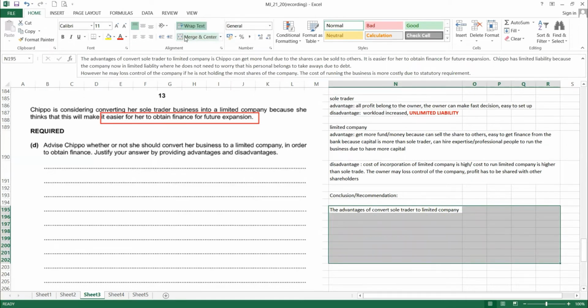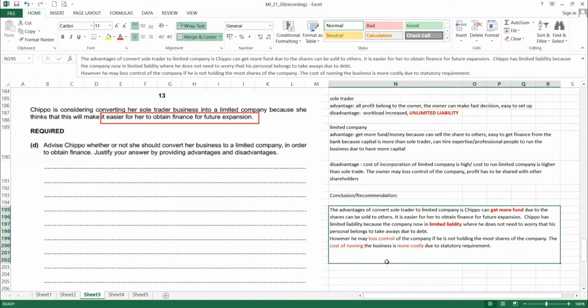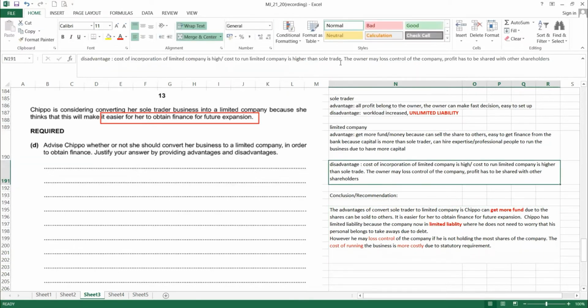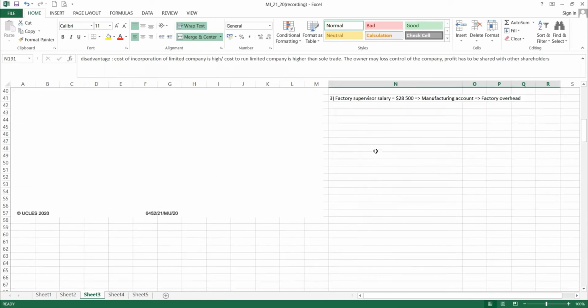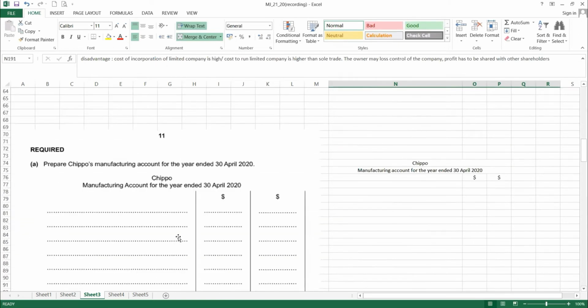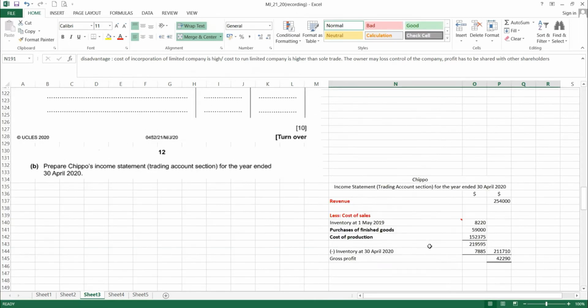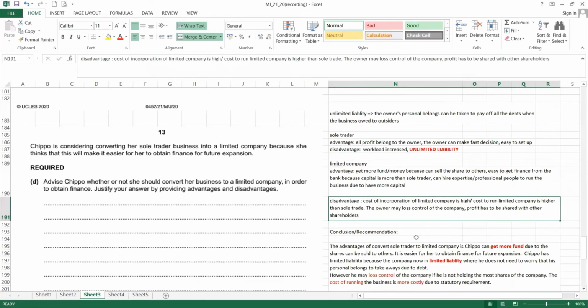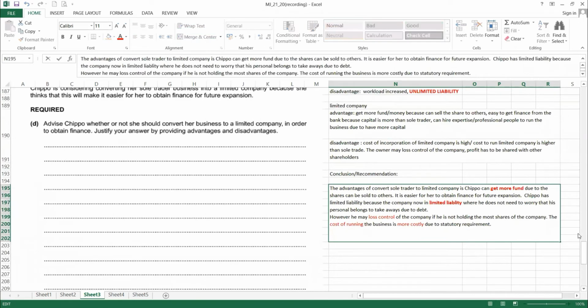Conclusion. So what is the conclusion that we want to make? For me, personally, I will agree that he should convert into the limited company, because seldom for the manufacturing business do they do the small business, because manufacturing you need quite a high cost to start up the business. So it will be more advisable to convert into the limited company so that he can have more funds, he can have more money to run the business.